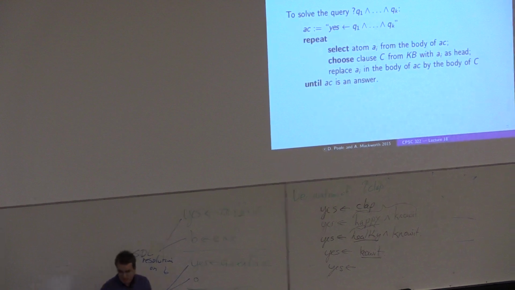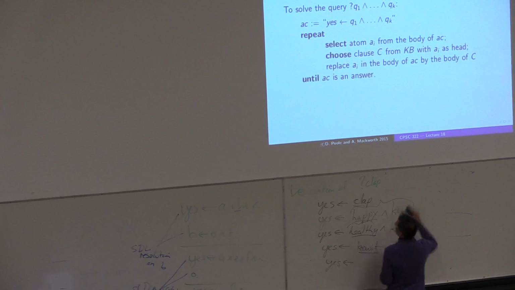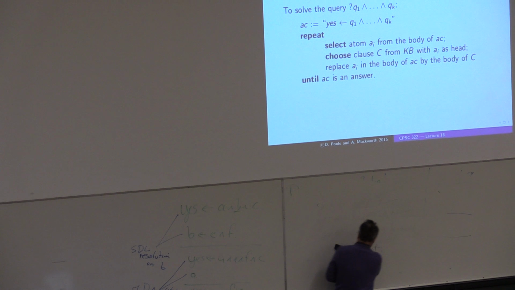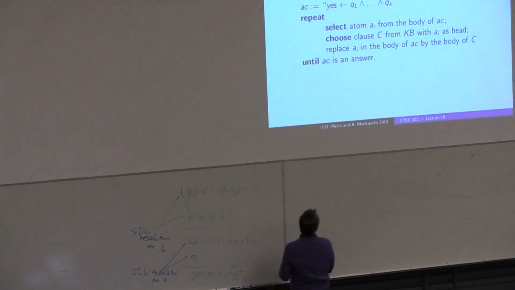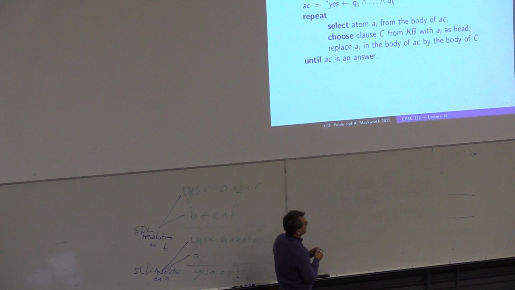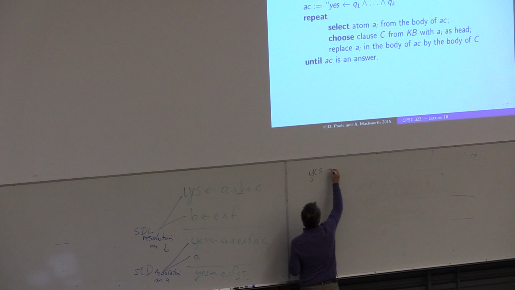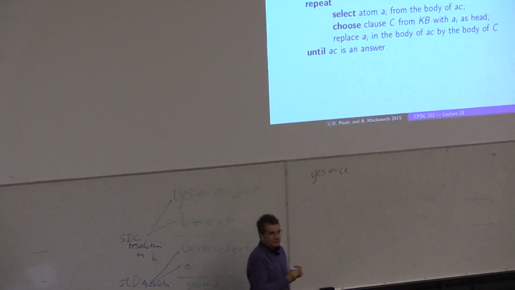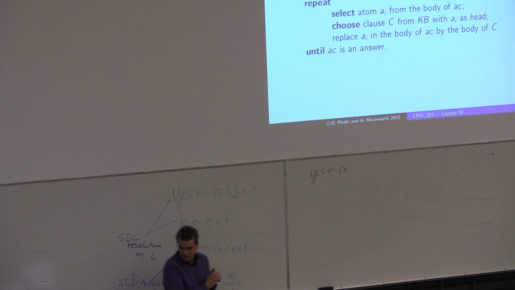So let's give an example of a derivation here. And you have to help me because I can't see it. My neck doesn't go that way. So I'm going to say yes if A. And I have to choose one of the clauses. Two clauses for A. I get to choose one of them, right? It says I should choose one of them.